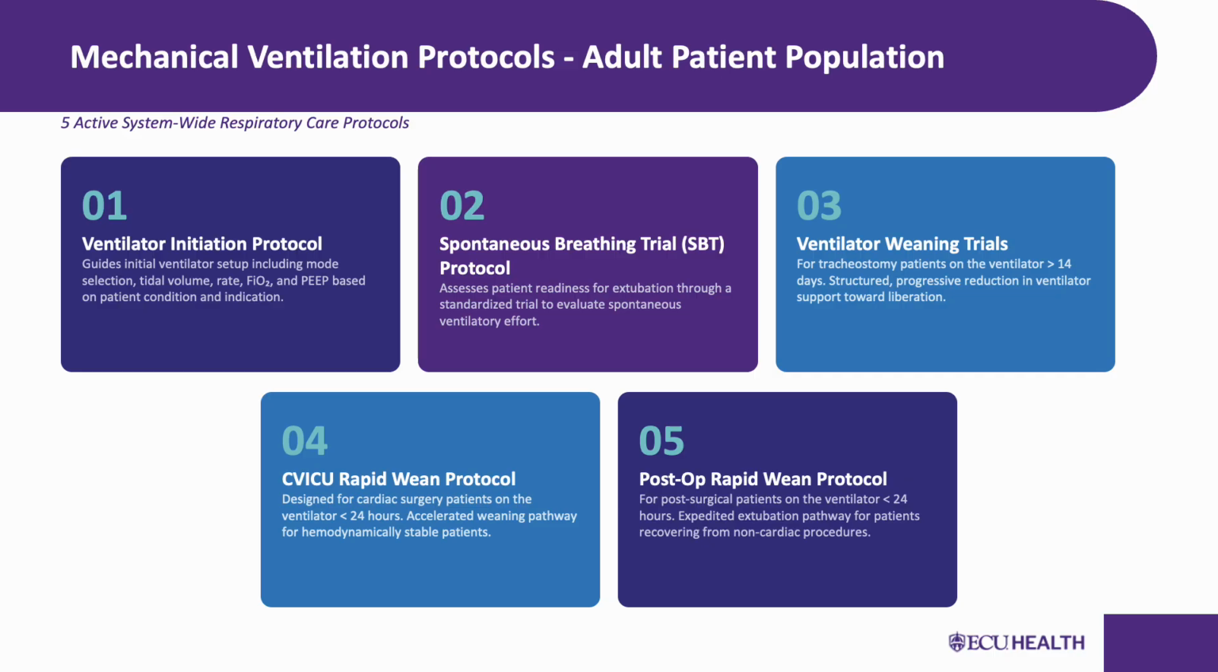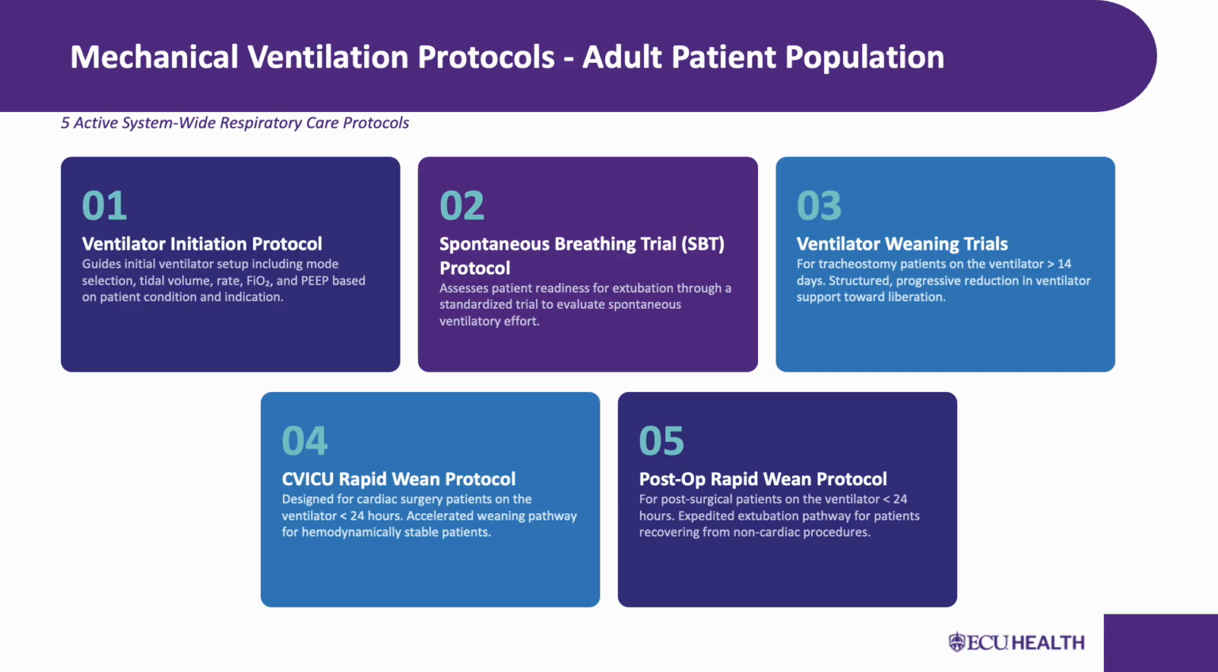Protocol number 3 is the ventilator weaning trials protocol, and this one is specifically for our tracheostomy patients who have been on the ventilator more than 14 days. These are our longer term, more complex patients. The weaning trial gives us a structured, progressive pathway to reduce ventilator support over time. It is not a rush, it's about safely liberating patients while monitoring their tolerance at each step.